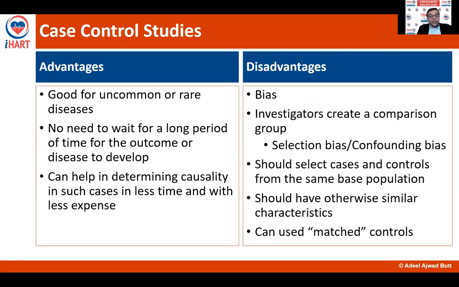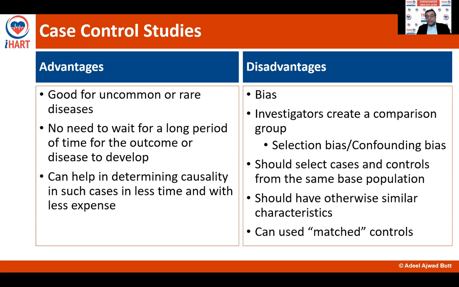The advantage of a case control study is that this is good for uncommon or rare diseases because you've already identified all persons with the outcome and all persons who are appropriate controls without the outcome. Therefore, there is no need to wait for a long period of time for the outcome or disease to develop. It can help in determining causality in such cases in less time and with less expense.